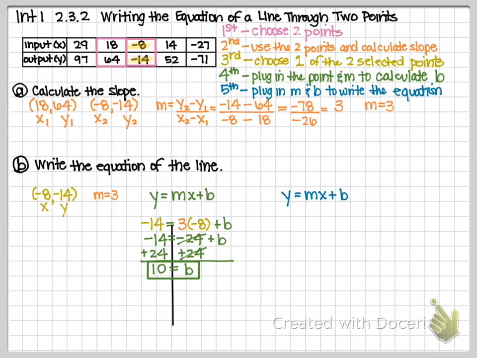I definitely want to keep the y, the equal sign, and the x. Now the only thing I'm sliding into place is the m, which we calculated to be 3, and the b, which we calculated to be 10. Now, after all of our 5 steps, we were able to write the equation of the line.